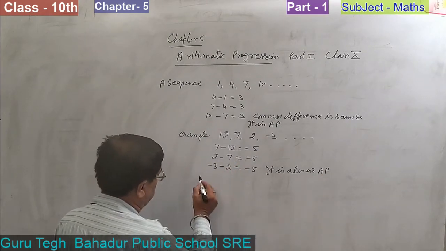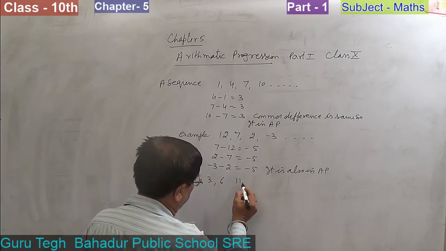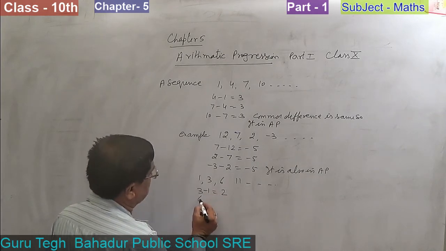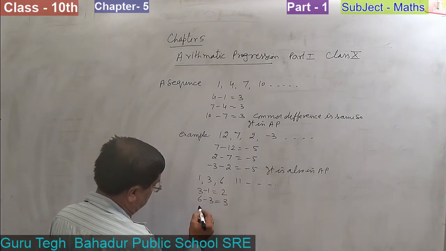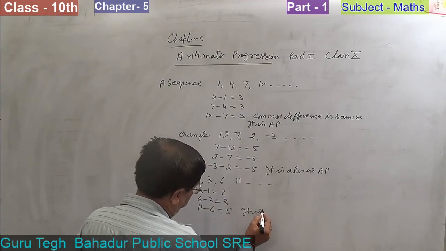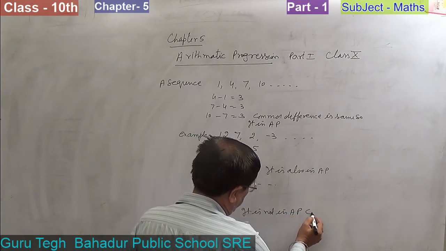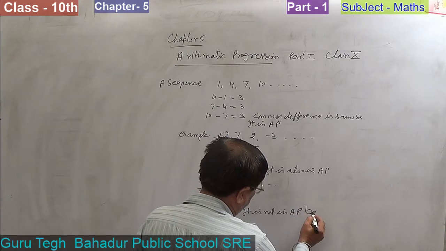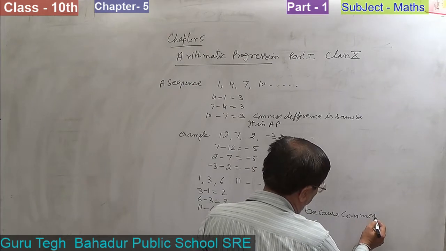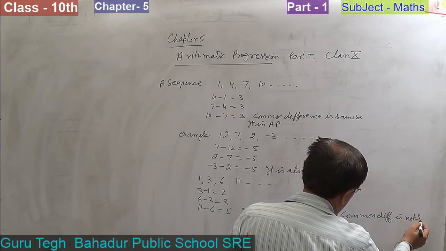If we see 1, 3, 6, 11, here 3 minus 1 is 2, 6 minus 3 is 3, 11 minus 6 is 5. It is not an AP because the common difference is not the same.